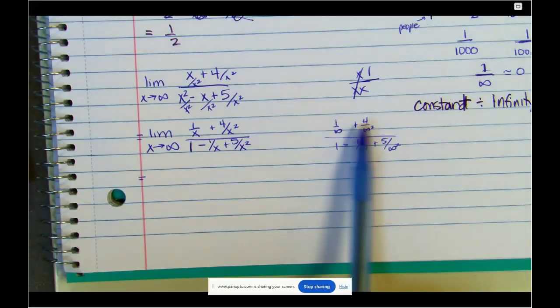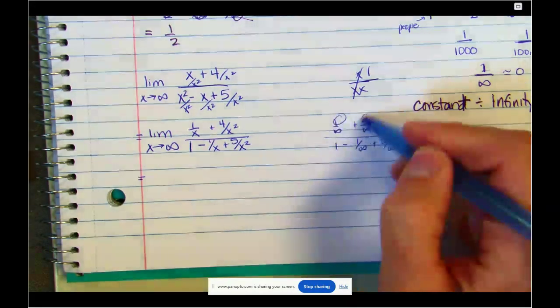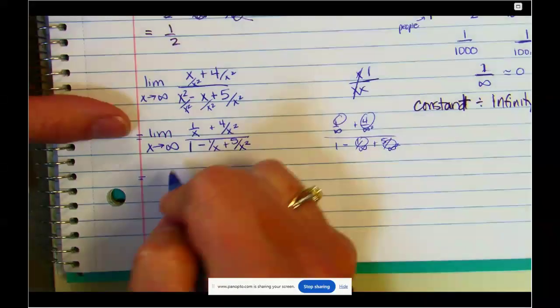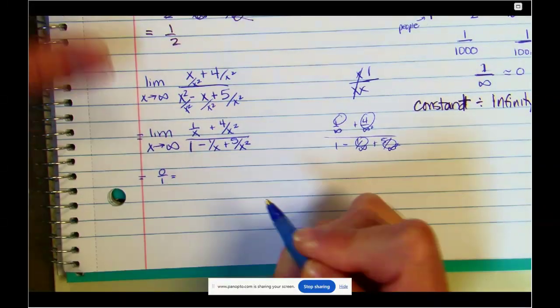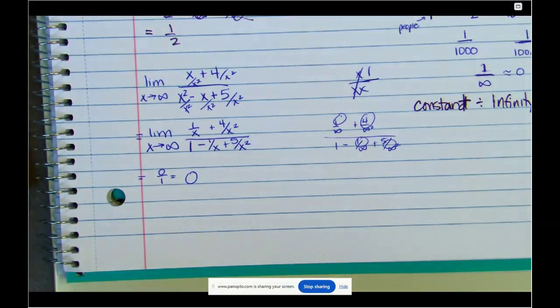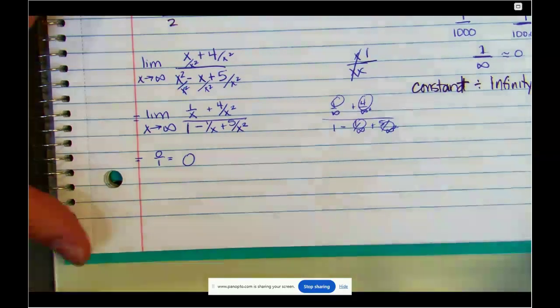Okay. 1 over infinity is what? 0. So 0, 0, 0, 0. So we have what? 0 over 1. What is 0 over 1 equal to? 0. 0 over a number is 0. There you go. So it's not a difficult concept. You just have to have the correct strategy to throw at it.